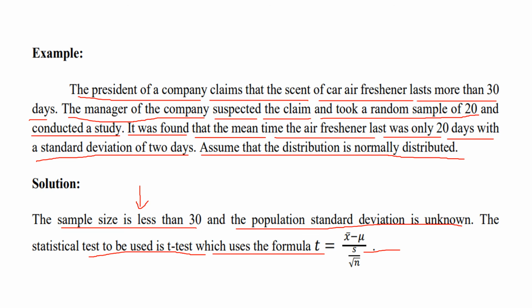So here, we use your sample standard deviation S as the value in your denominator. This is sigma in your Z-test. Now, with your x bar, your sample mean, minus your population mean mu, all over S, which is your sample standard deviation, over square root of your n, which is your sample size.